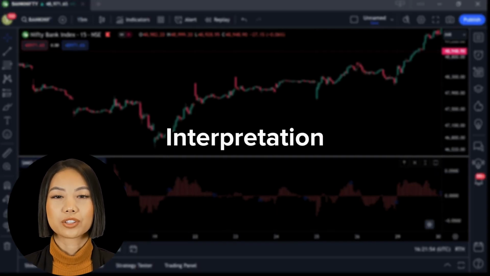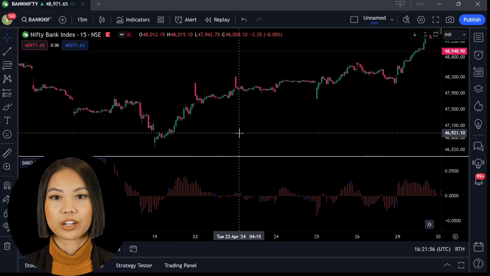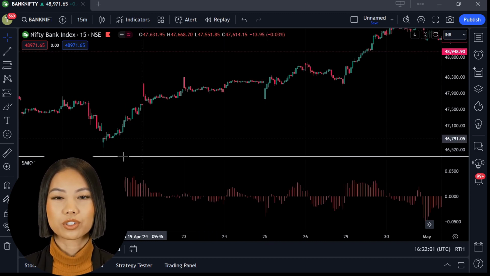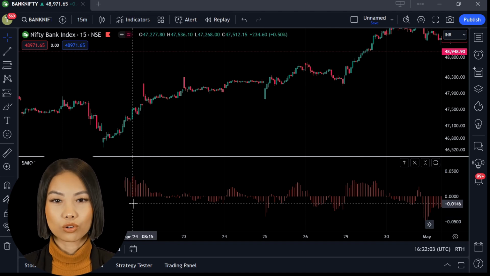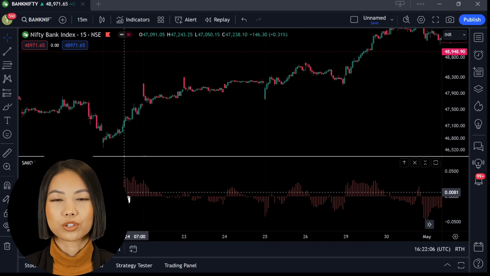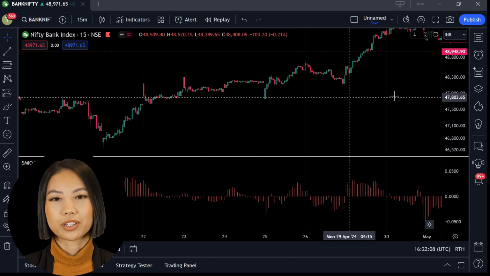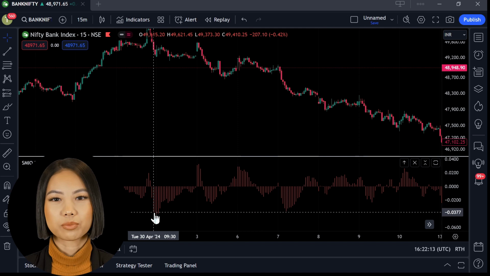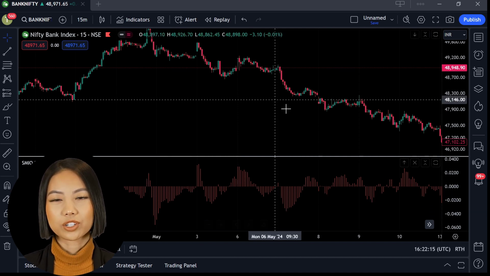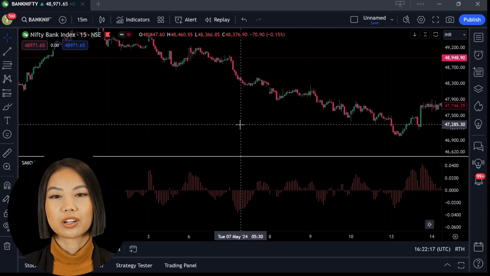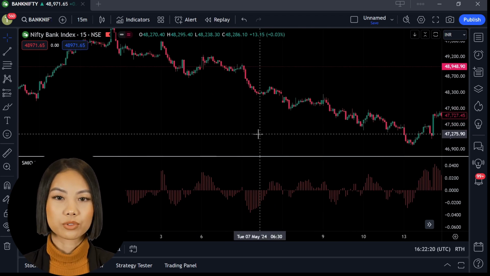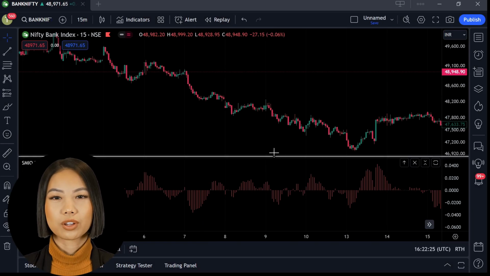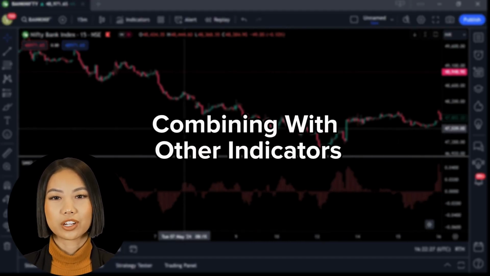Interpreting buy and sell signals. The SMI Ergodic Oscillator provides buy and sell signals based on its movement relative to the zero line. A buy signal occurs when the oscillator crosses above the zero line. It indicates bullish momentum. Conversely, a sell signal occurs when the oscillator crosses below the zero line. It suggests bearish momentum. Additionally, look for divergences where the price moves in the opposite direction of the oscillator, indicating potential reversals.